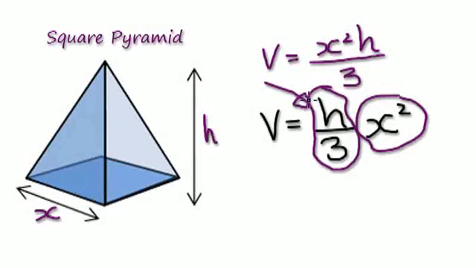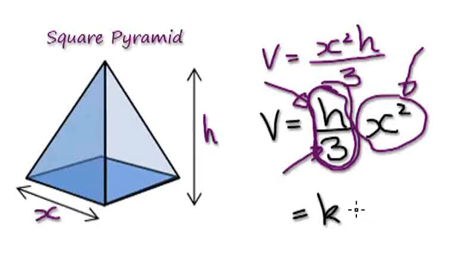The thing is, we don't care about h. H is always going to be the same. We don't care about the number 3. It's just a constant. It doesn't change. We are just varying x. Because we don't care about anything in here, let's give it a new name. Let's call it k.